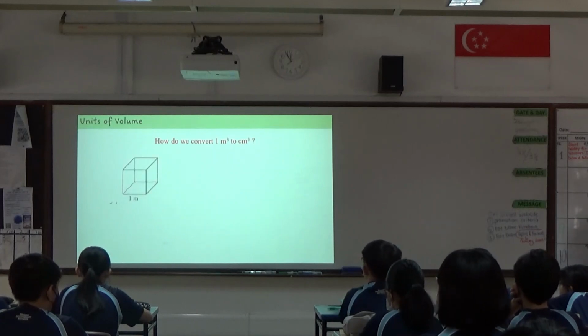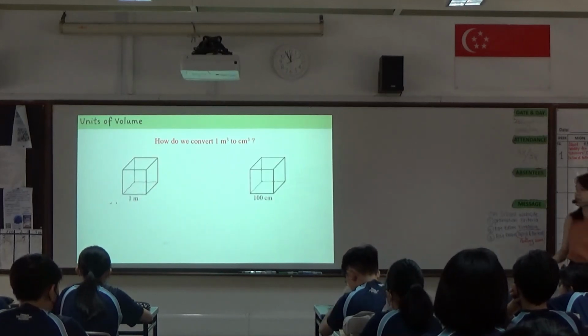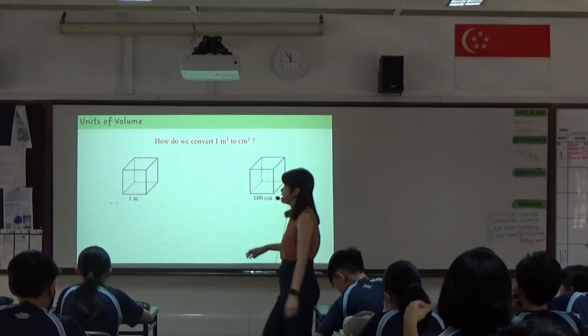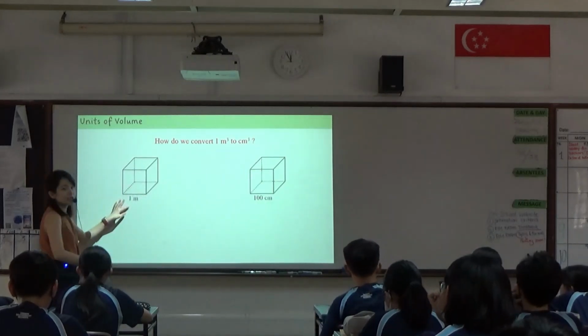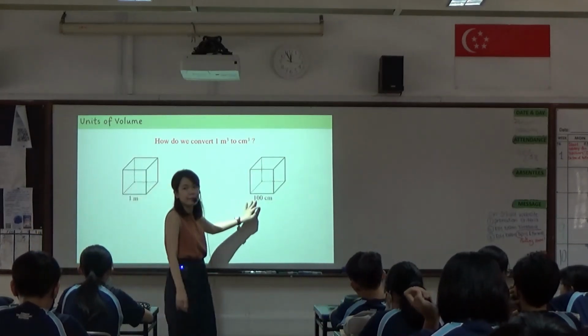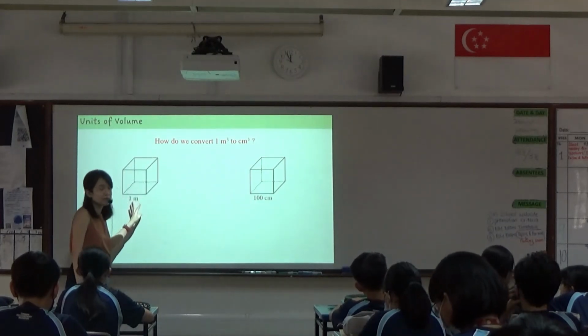So this time round, we also refer to two cubes that are of the same dimension. Why do I say that they are of the same dimension? 1 meter is equals to 100 cm. That one we agree on, right?